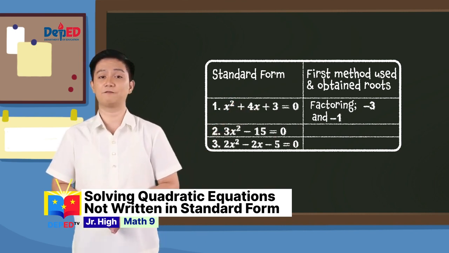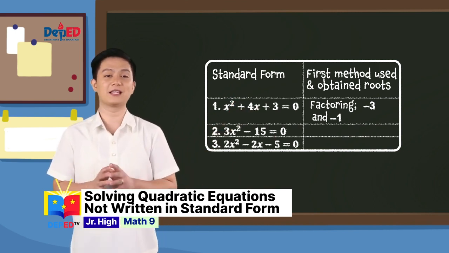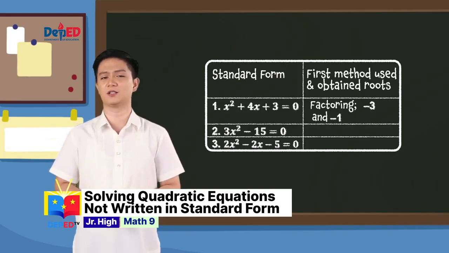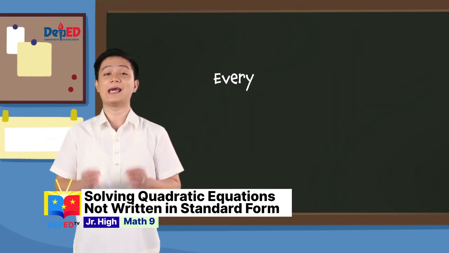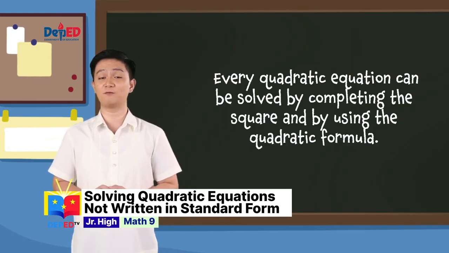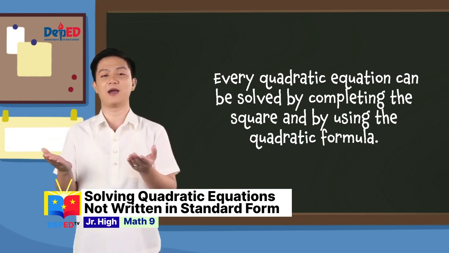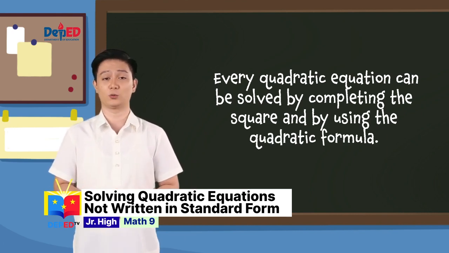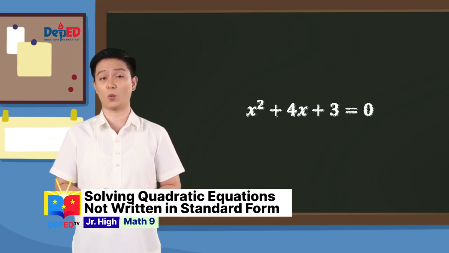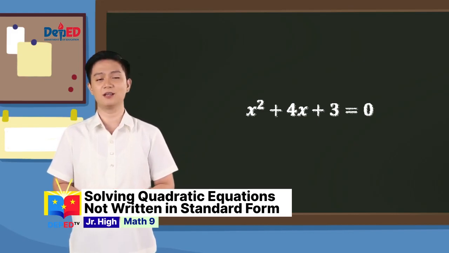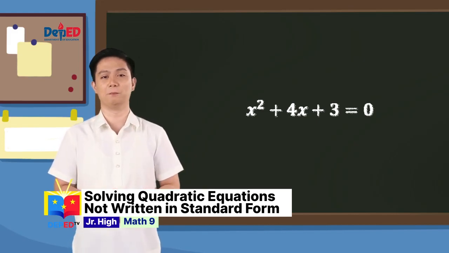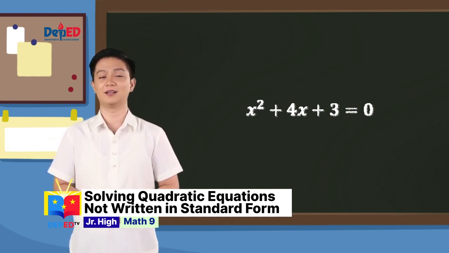Now let us check if these roots are correct by using a different method to solve the equation. While not all quadratic equations can be solved by factoring, every quadratic equation can be solved by completing the square and by using the quadratic formula. Alright then, let's solve the equation x squared plus 4x plus 3 equals 0 again. As I have just mentioned, we have two methods to choose from: completing the square and using quadratic formula. Allow me to use completing the square.